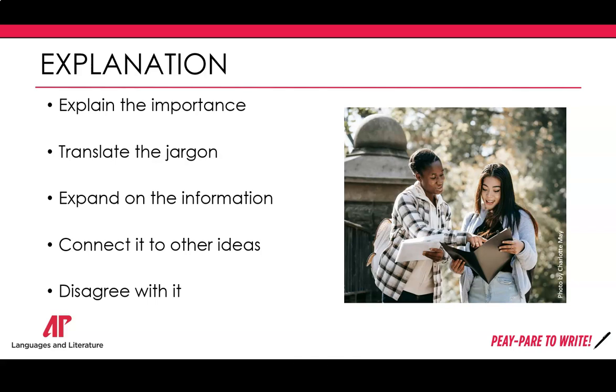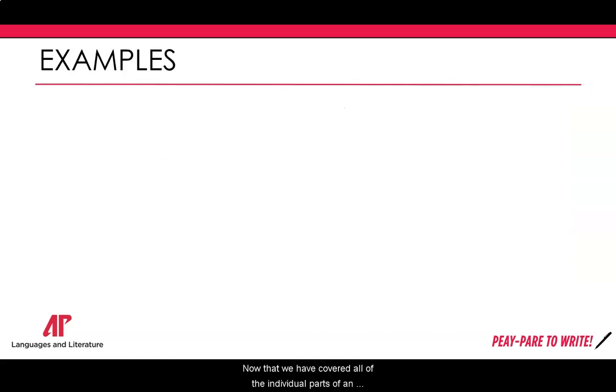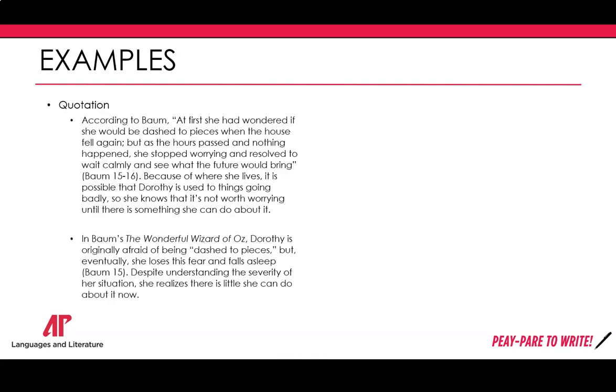Now that we have covered all of the individual parts of an in-text citation, let's put them together. Here are a few examples. In this first example of a quotation, we have quoted a few sentences from The Wonderful Wizard of Oz by L. Frank Baum. We introduce the author by his last name, provide the exact words from the text, close off the quotation, and include a citation of the author's last name and the page numbers for the quoted information. Then we add the final punctuation. The explanation tells the reader why we think Dorothy reacted the way that she did.